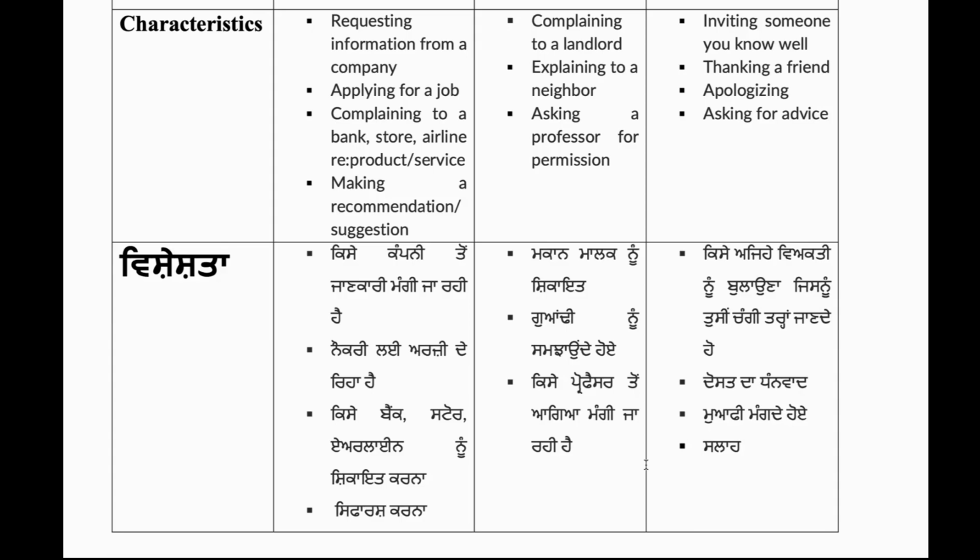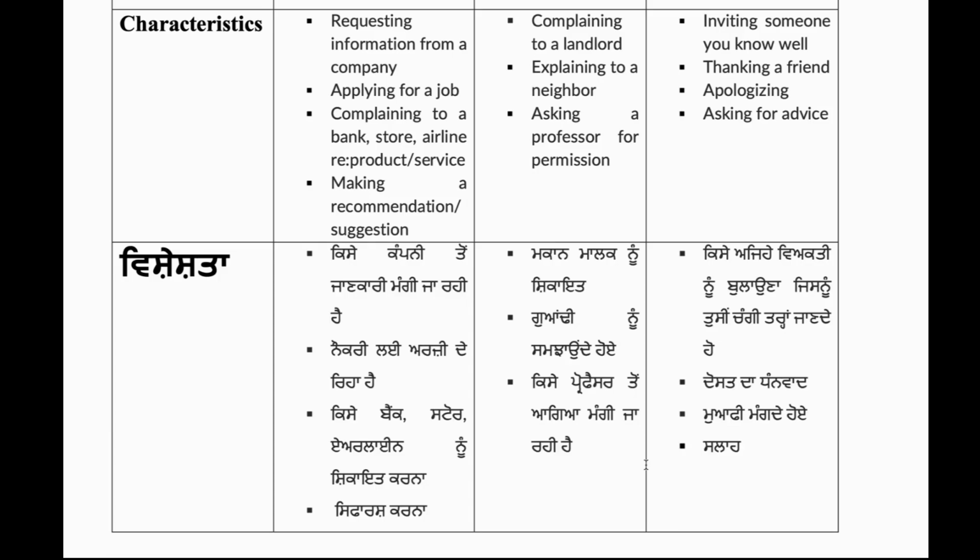If we jump to informal first. Formal is related to our official work. It's not basically official, but it's for everyone you don't know, whatever the situation is. Informal is for inviting someone. It's with your friends, family members, relatives, people with whom you are most comfortable. So inviting someone you know, thanking a friend, apologizing or asking for advice. These are all the ones you write to your family members or people you know.